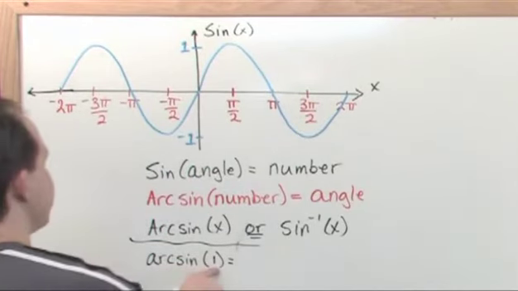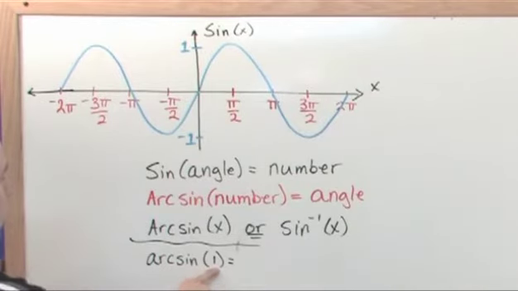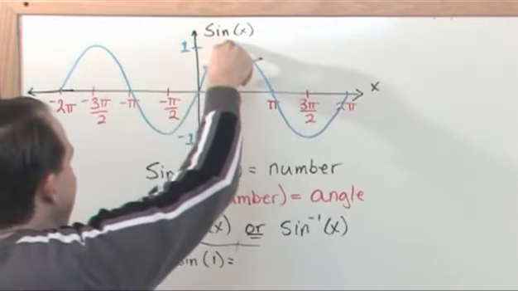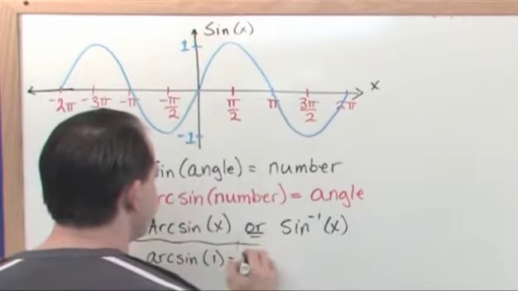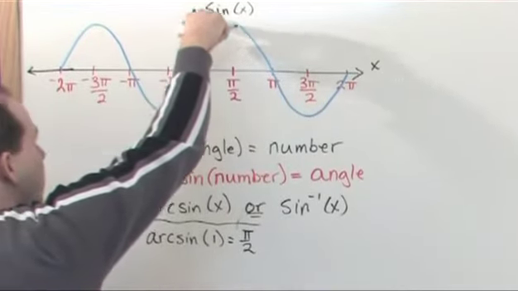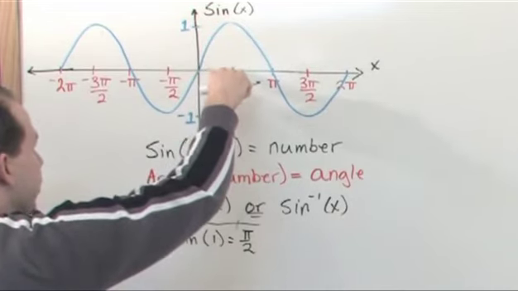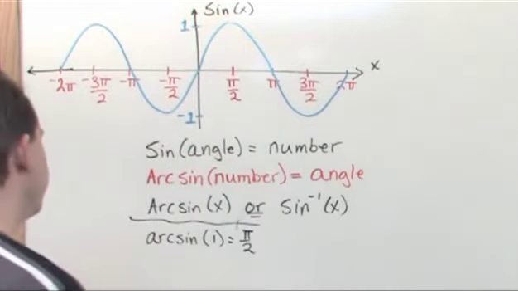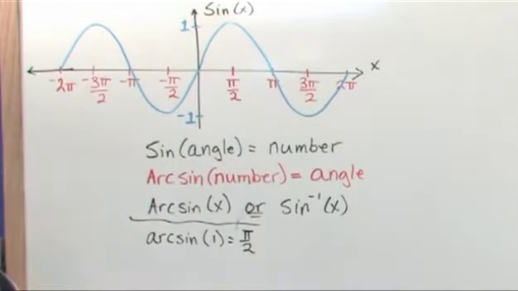If I take this and put it in my calculator, or you just look at the graph here, you can see the angle you're going to get back is pi over 2. Okay? So if I put in the arcsine of positive 1, I'm going to get back the corresponding angle, which is pi over 2. Okay? That's what that's telling me.